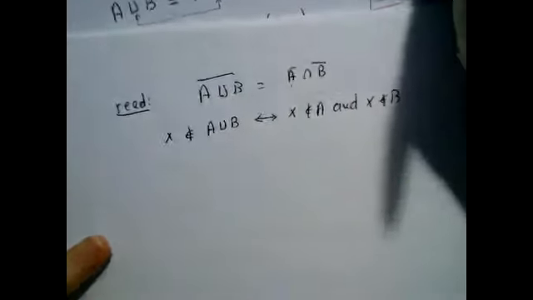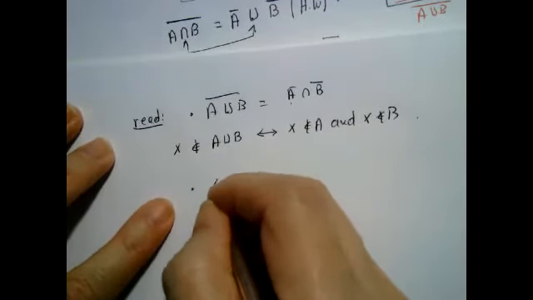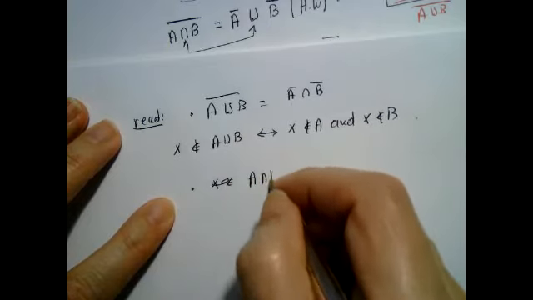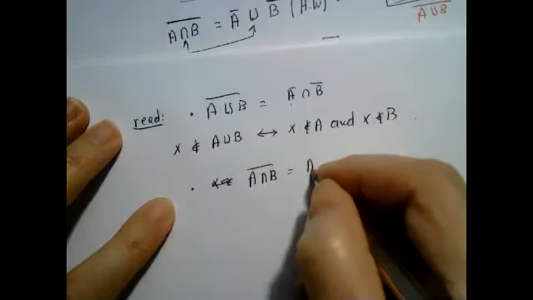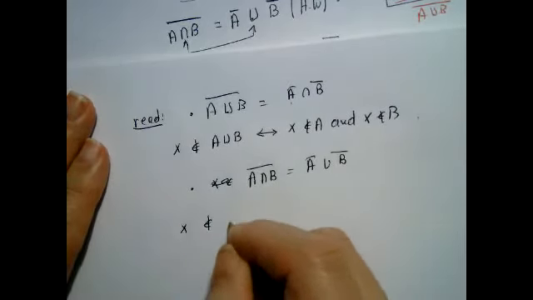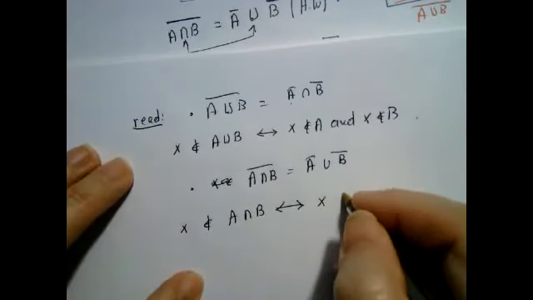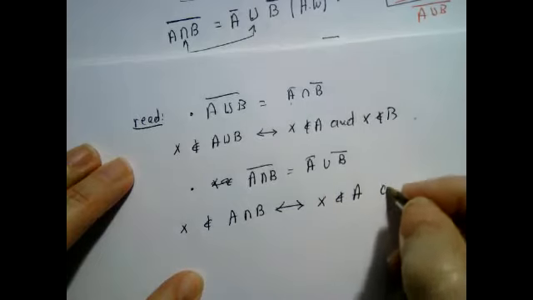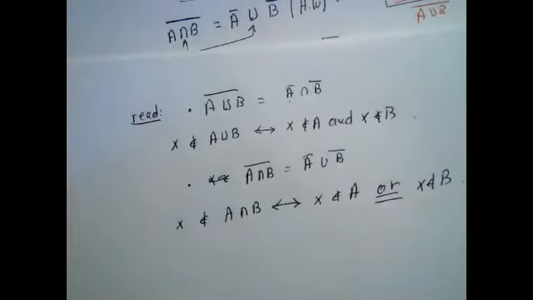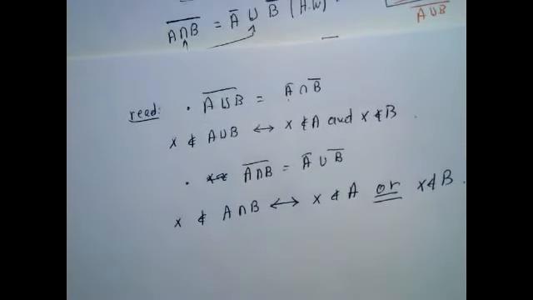The other one would read for us the following. The complement of the intersection is the union of the complements. It means X is not in the intersection if and only if X is not in A or X is not in B. Okay? Very crucial to work with those. All right.